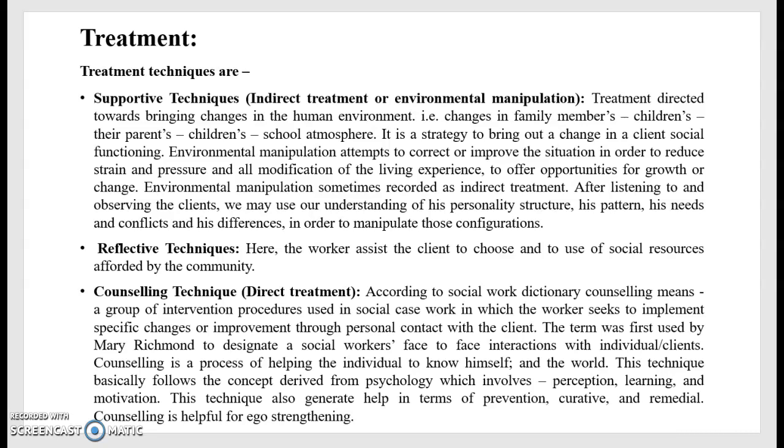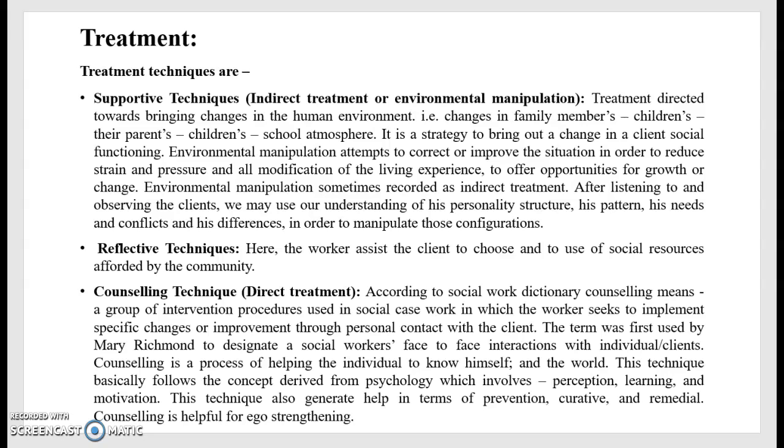Treatment techniques are supportive techniques, that is indirect treatment or environmental manipulation. Treatment directed towards bringing changes in the human environment, that is changes in family members, children, their parents, children's school atmosphere. It is a strategy to bring about a change in a client's social functioning. Environmental manipulation attempts to correct or improve the situation in order to reduce strain and pressure, and all modification of the living experience to offer opportunities for growth or change. Environmental manipulation is sometimes recorded as indirect treatment.